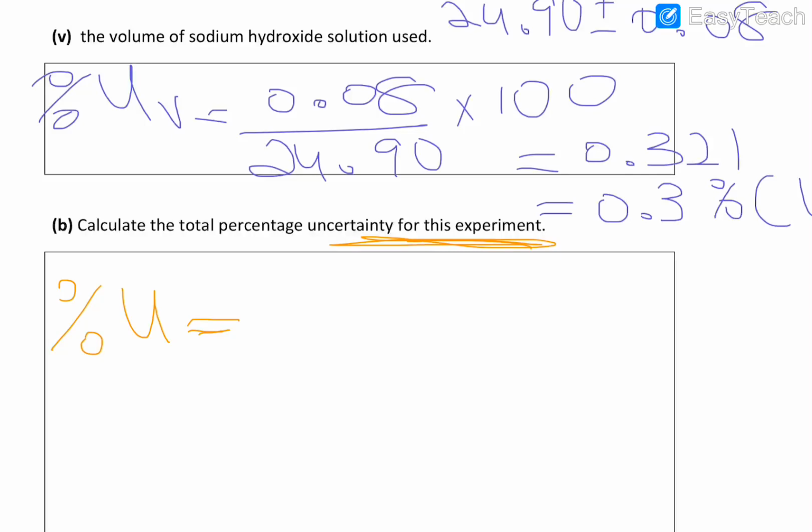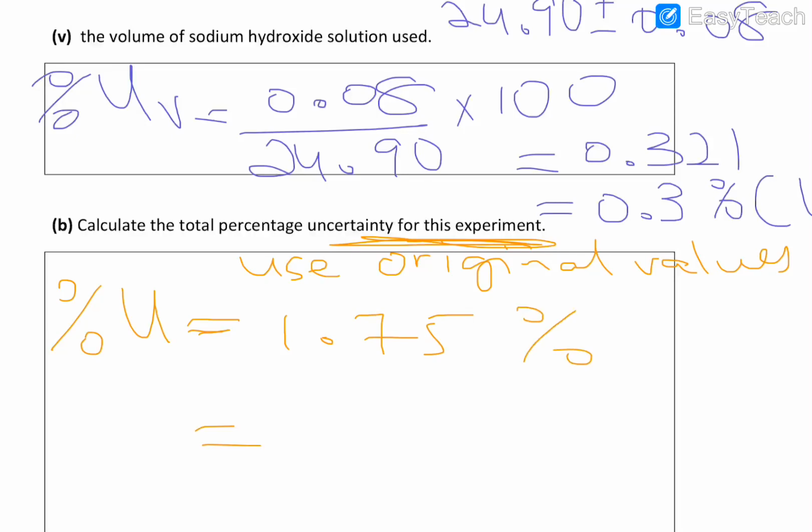So I'm going to add everything, but now I'm going to use calculator values. I'm going to use original values because after using all the original values, then I'm going to round it up, because if I already use rounded up values, I might end up with something that's not what is being asked. So when I add all of the original values, I should end up with 1.75%. And when I round it up to 1SF, so that's 2%, 1SF. Okay?